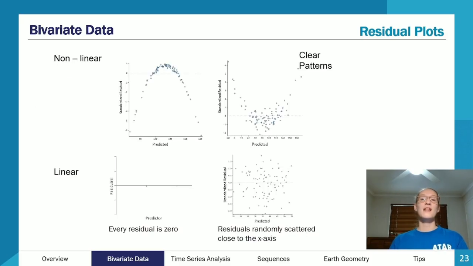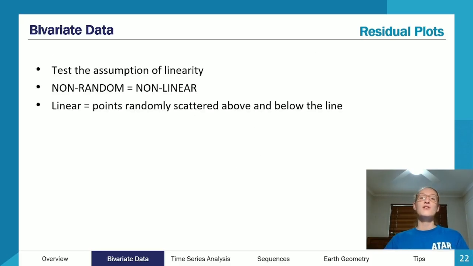So a residual plot might look something like one of these. So how do we actually interpret a residual plot? And again, they exist to test the assumption of linearity. So if we're constructing a residual plot, our goal is to figure out if a linear relationship is present. The handiest way that it sticks in my brain is: if it's non-random, then it's non-linear. But if it's linear, the points will be randomly scattered above and below the line.